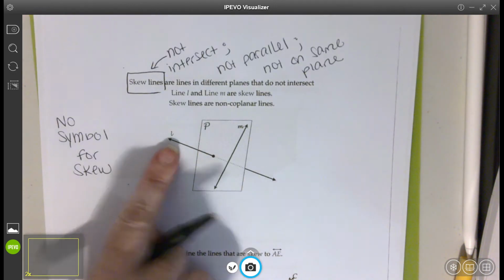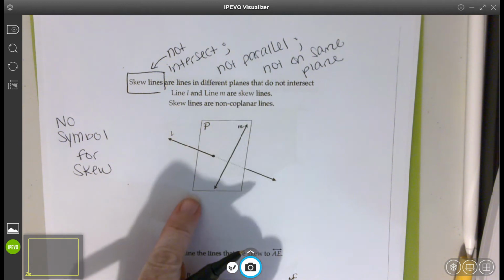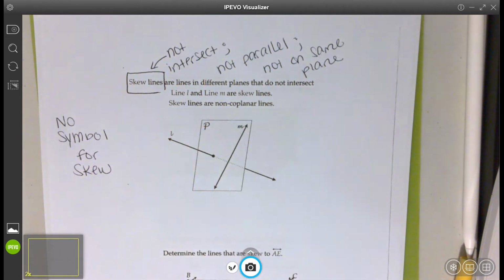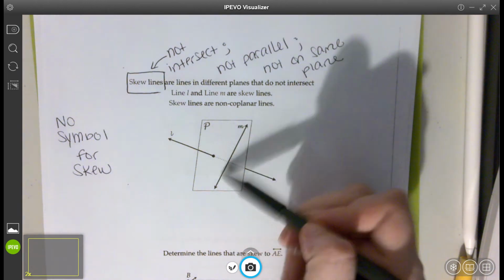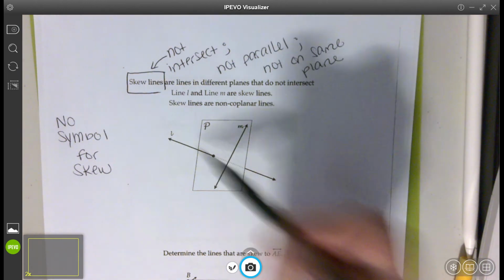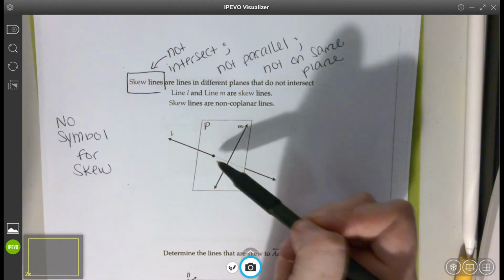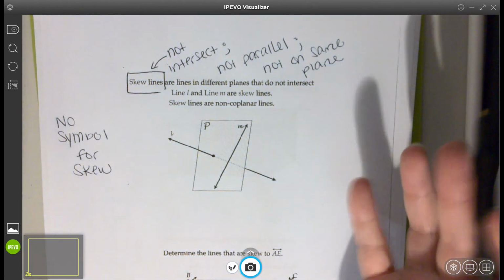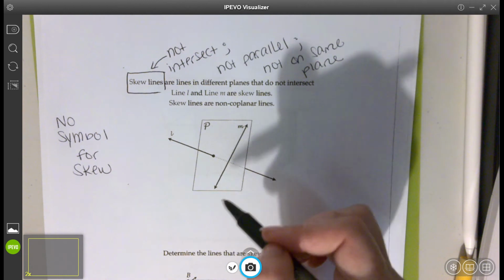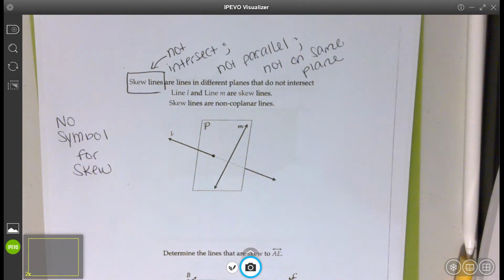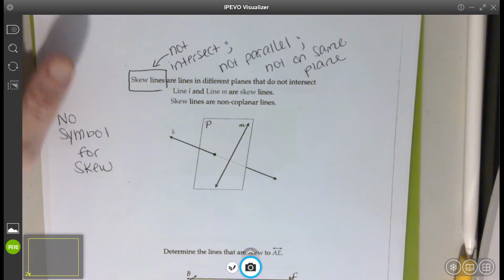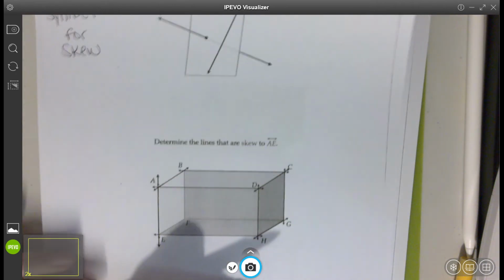So you can see L does not belong in the plane P. It's going through it at one point, but not the whole line. M is on that plane, and they are not parallel, and they don't touch. That dotted line does not mean they touch. That dotted line means it's outside of the plane. So line M and line L are skew. All right, so we're going to try that out in our next example.